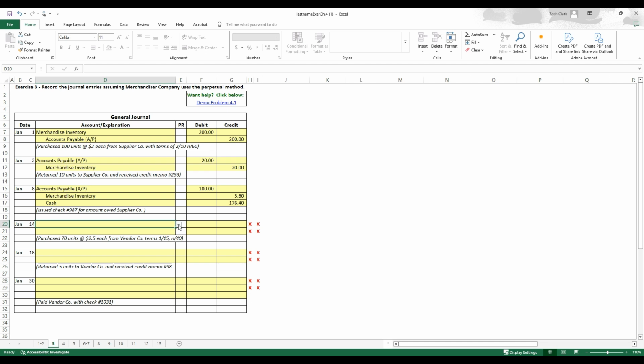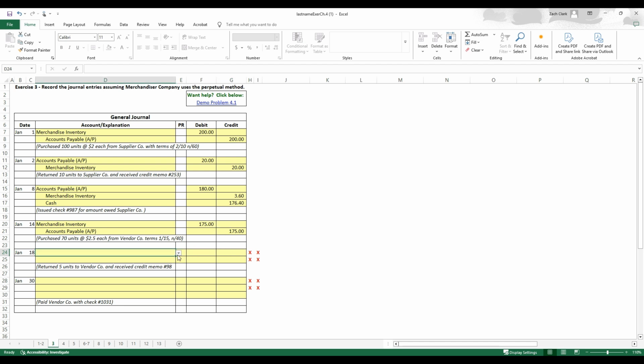Okay, now let's look at another purchase transaction. Similar type thing. We've got merchandise inventory going up, and we've got payables going up also. This one is 70 units times $250 each. Increase in asset and liability.